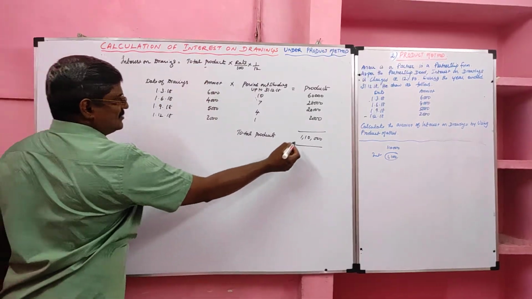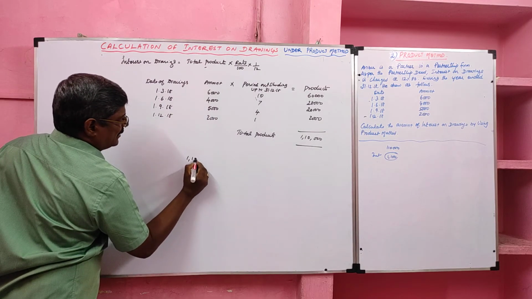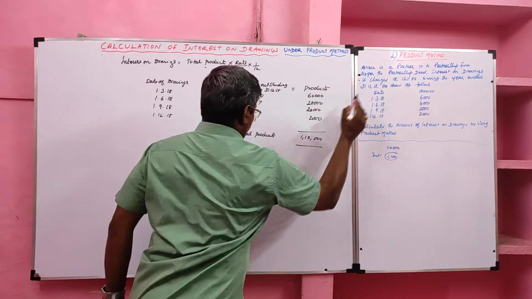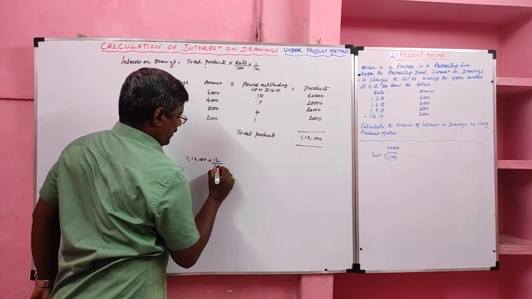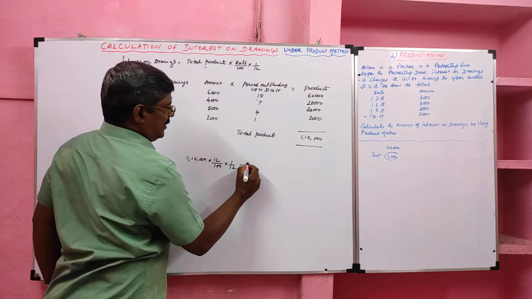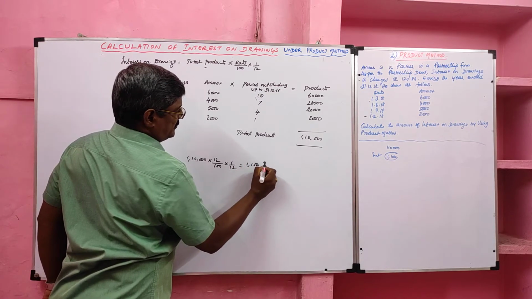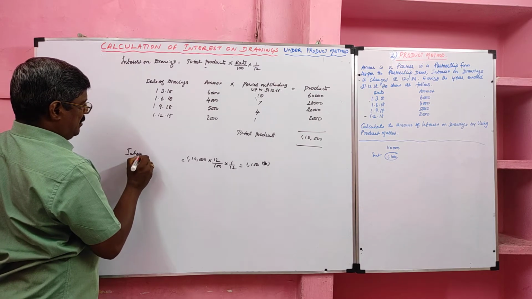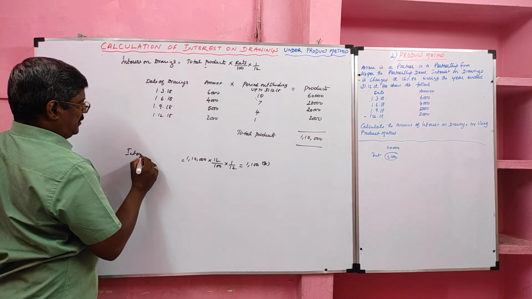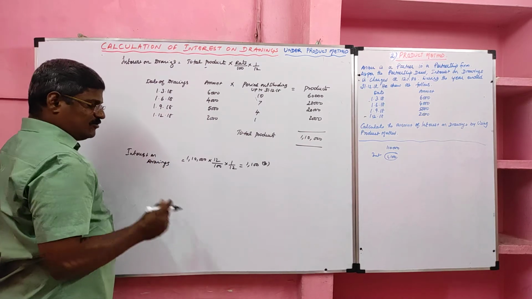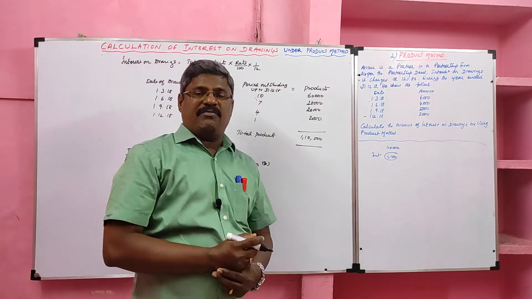After finding the total product, now we can apply the formula. Total products, just now we ascertained 1,10,000. Rate of interest given in the question 12%, 12 by 100, then 1 by 12. This is the formula. We will get 1,100 rupees. This is the interest on drawings calculation under the product method.